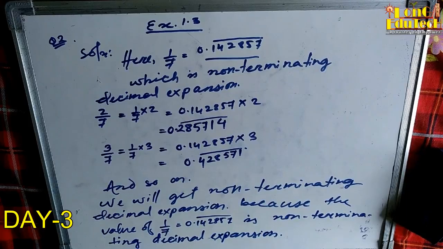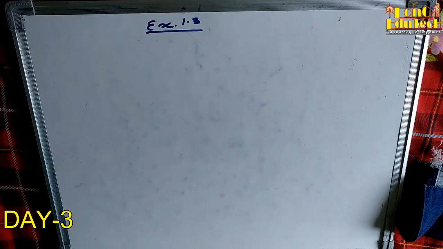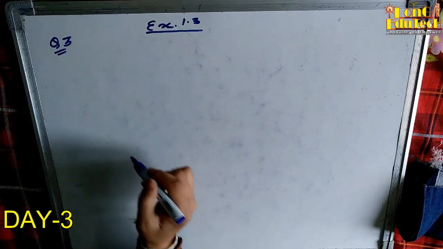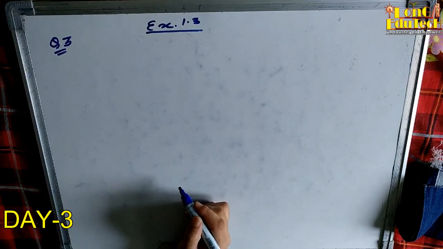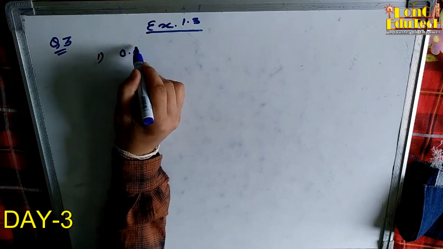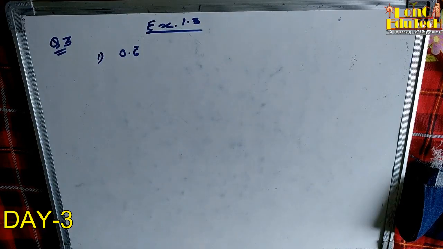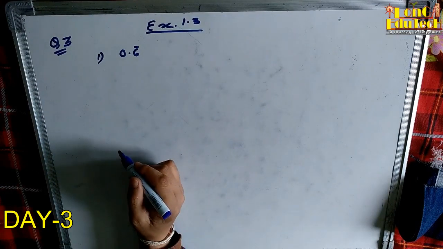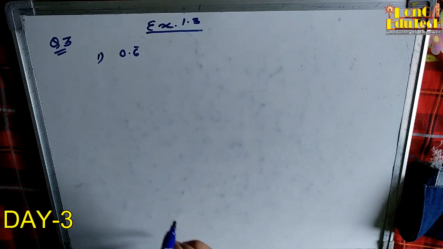Now we'll proceed to the question number 3. So question number 3 says, express the following in the form of p by q, where p and q are integers and q is not equal to 0. In the number 1, it is given 0.6 bar. We have to show this, that is non-terminating by the bar, we understand, right? So in the form of p by q, we have to show this number.